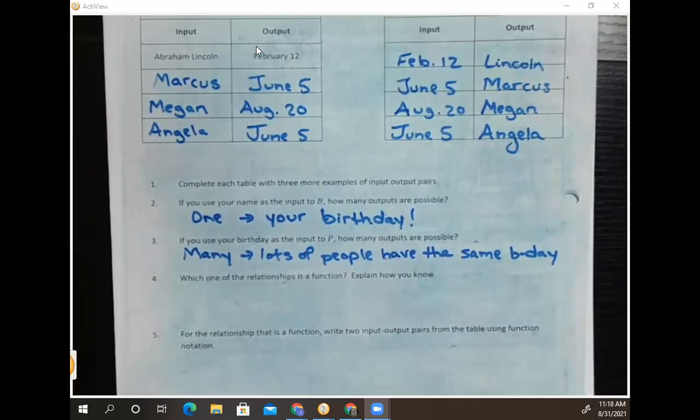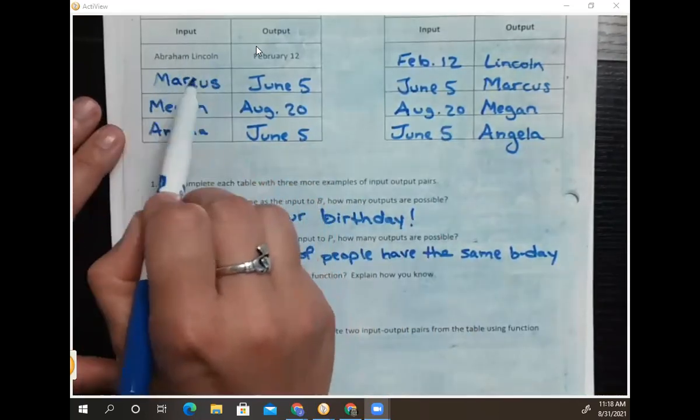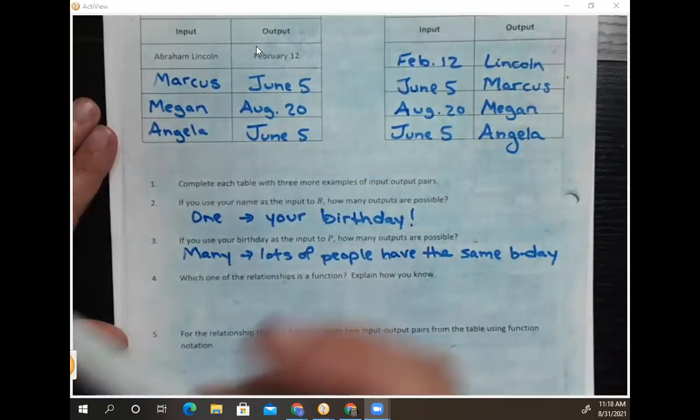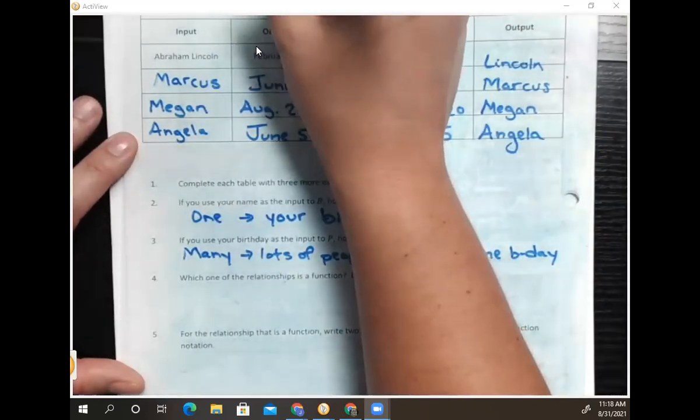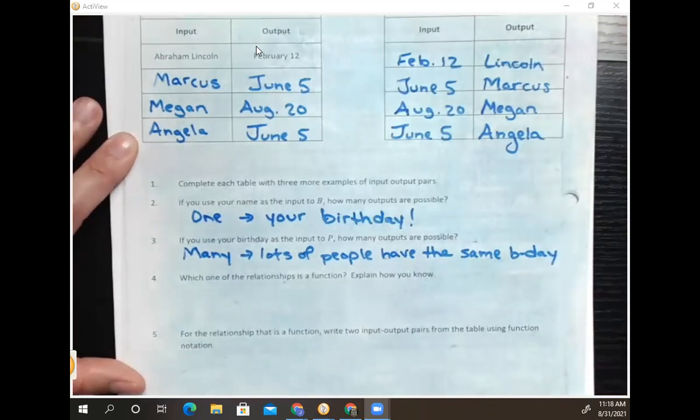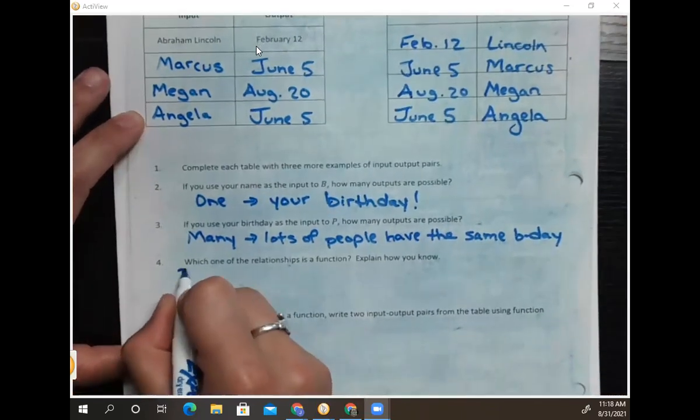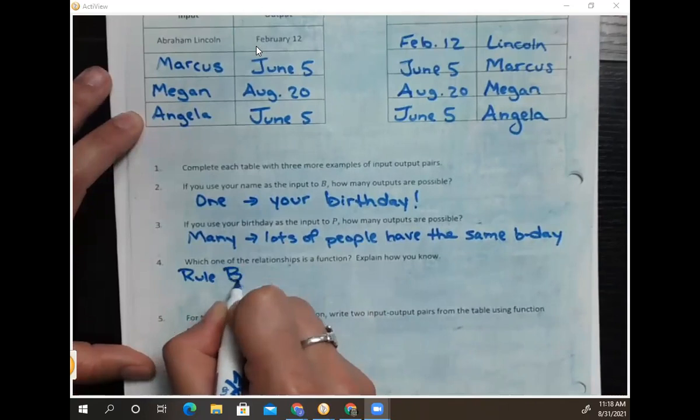So which of these would be a function? Which of these fits the definition of a function? Remember, for a function, for one input, I've got exactly one output. Which of these rules would be a function? B would be a function. My input is my name, my output is my birthday. I'm only going to have one birthday. Everybody's only got one birthday, so rule B is a function. For each input, I have exactly one output. So rule B is a function.